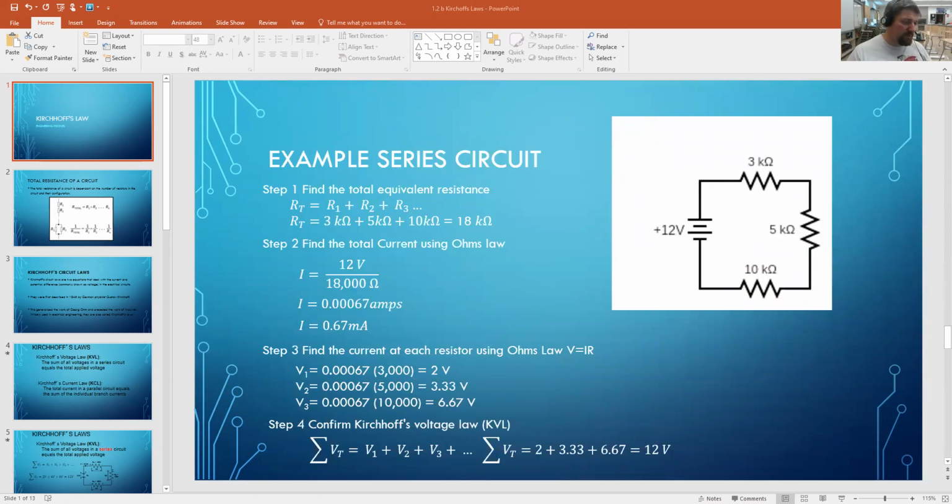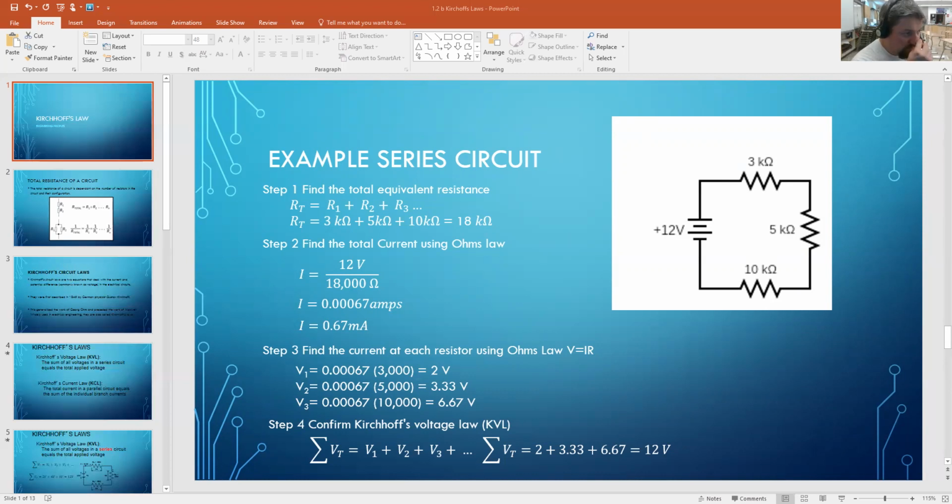So let's look at an example problem. I want you in your notes to draw this circuit. Our goal is to find the current coming out of the battery, and the current and voltage at every single resistor. You can think of these as light bulbs. So for every single light bulb, what is the voltage and what is the current? The first step is to find the equivalent resistance. Since this is a series circuit, we just add them all up. So we're going to take 3 kilo ohms plus 5 kilo ohms plus 10 kilo ohms. That's going to be 18 kilo ohms.